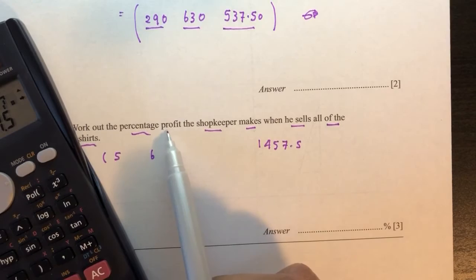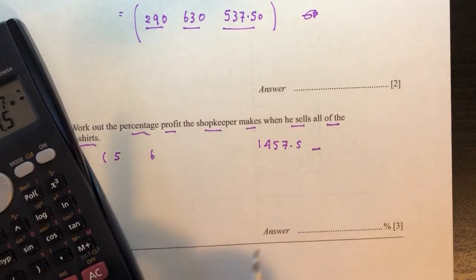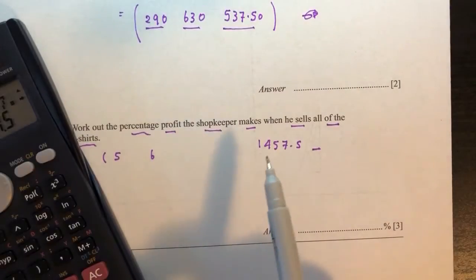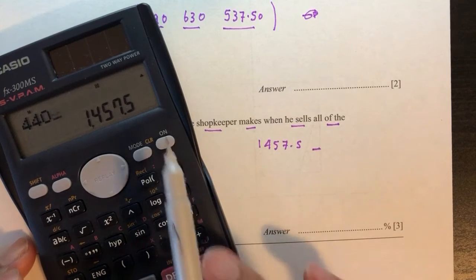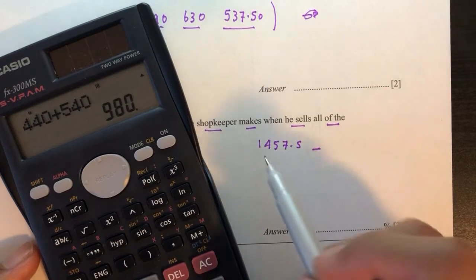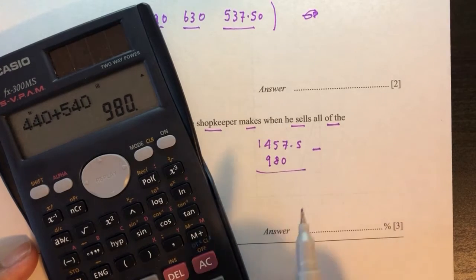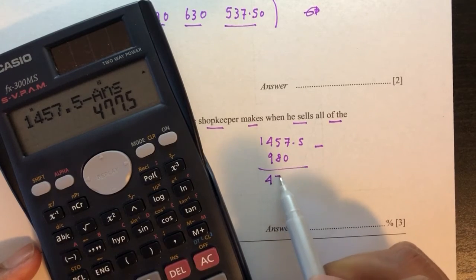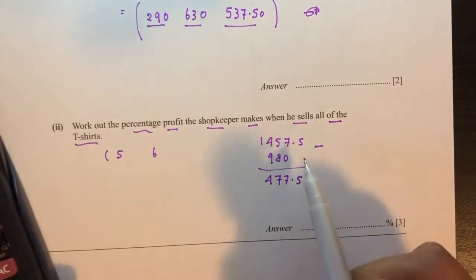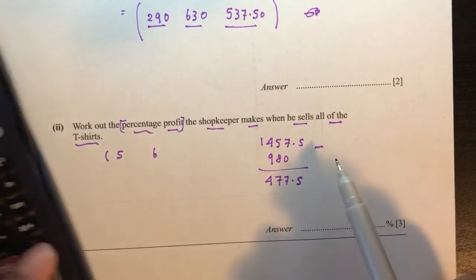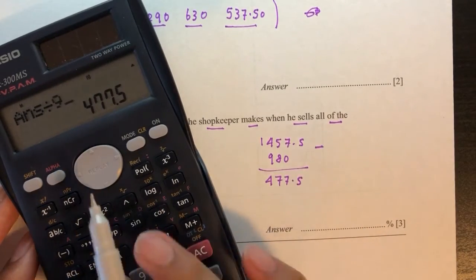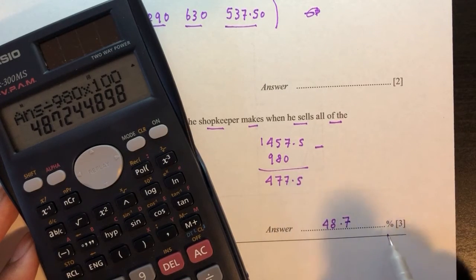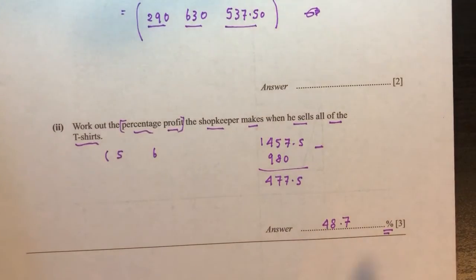Now we have to find the percentage profit. We have to minus the cost. The cost will be on our previous matrix, will be these two together. That will be 440 plus 540. That's the cost, which is 980. Now let's find the profit, will be 1457.5 minus 980. Profit is this much. But the question is to find the percentage profit. That will be this much divided by cost, which is 980, times 100. That will be 48.7% will be his profit. That is question number 3.